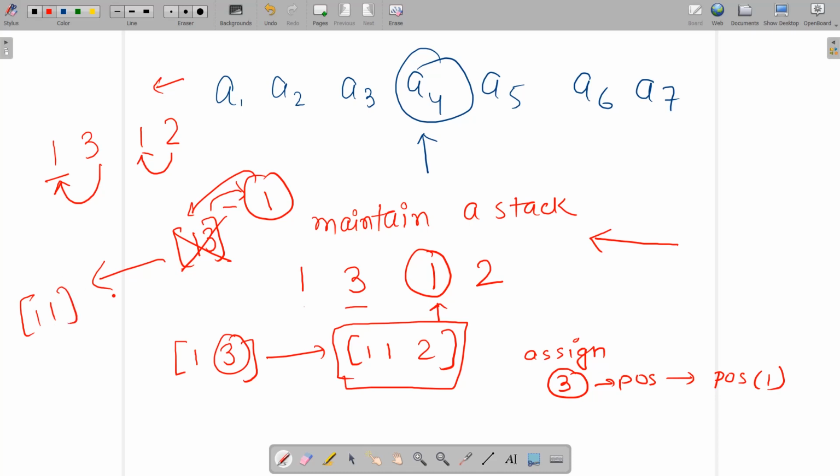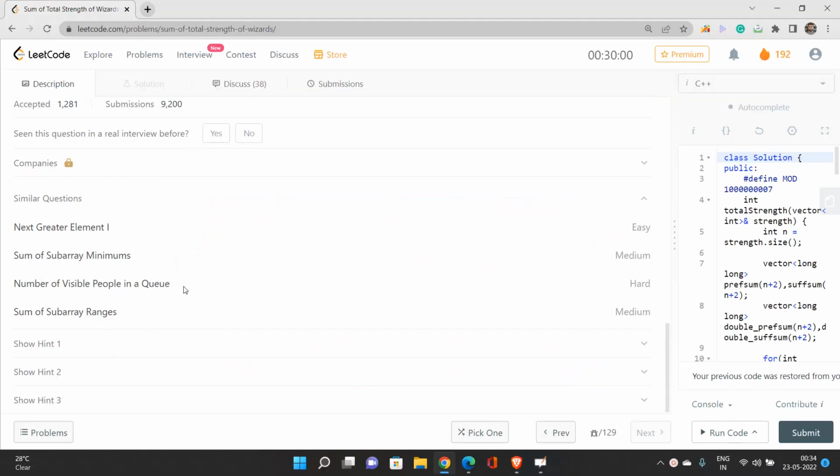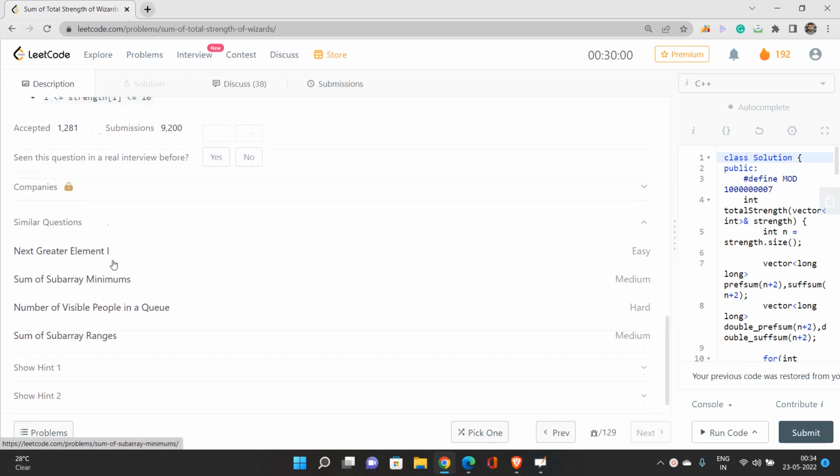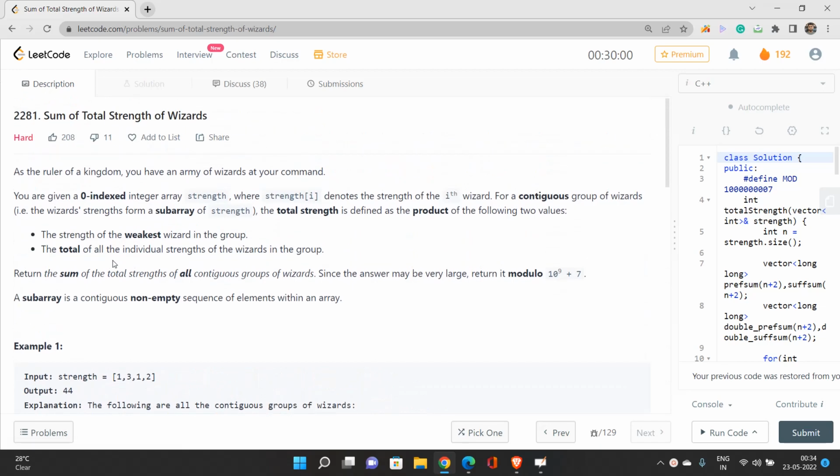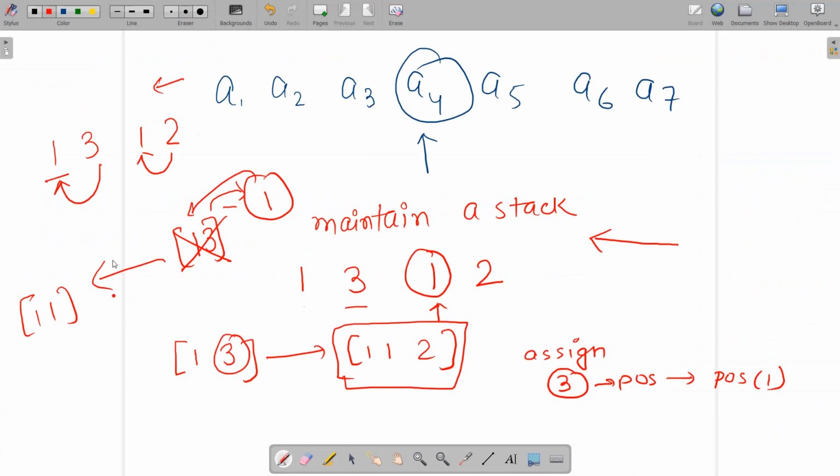Now why are we able to do that? Because every time we are maintaining a monotonic increasing stack. Now this is the concept of next smaller element for every index, to the left of it and to the right of it. If you are getting the problem, I recommend doing next greater element and next smaller element. You are going to find a similar approach. So this is the main concept.